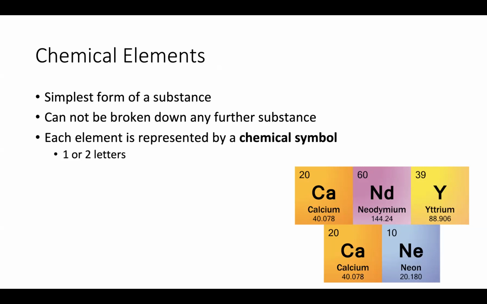Each element is represented by a chemical symbol. So this abbreviation right here, Ca, is referred to as the chemical symbol for calcium. Each element is represented by a chemical symbol. That chemical symbol will be anywhere from 1 to 2 letters. In most cases, the letters are the first and second letter of the spelling of the name of the element, but that's not always the case.